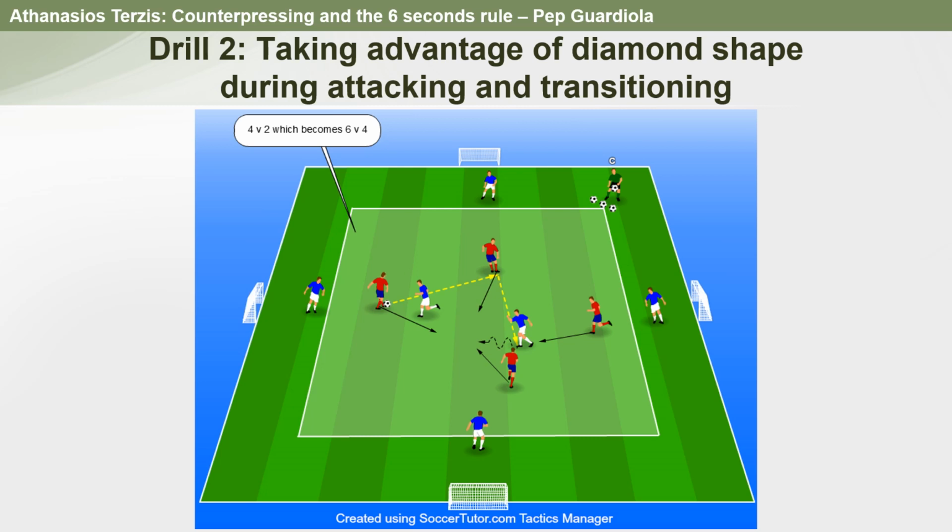In drill number 2, there is a 4 against 2 situation inside the white area. This is done in order for the players to exploit the advantages of the diamond during attacking and transitioning. The setup is the same as the previous drill, and the only difference is that when the blues manage to win possession and move it to one of their teammates outside, the situation becomes from 4 against 2 to 6 against 4.